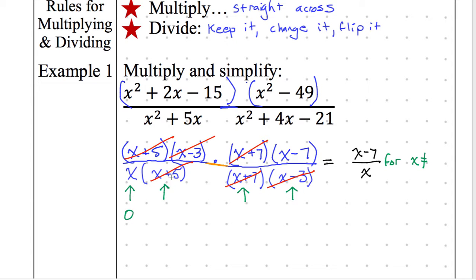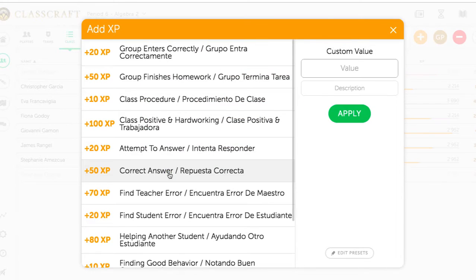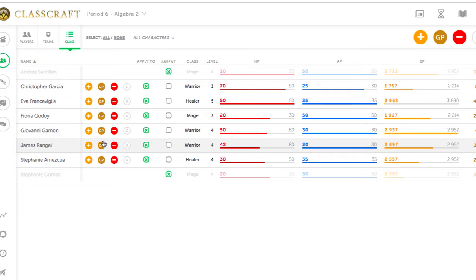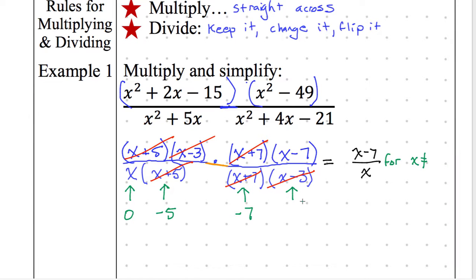Next one. What can x not be? Gio. -5. Good job, Gio. You can turn in your card. Next one. What can x not be? James. What was it? -7. Thank you, James. And finally, x cannot be what, Chris?